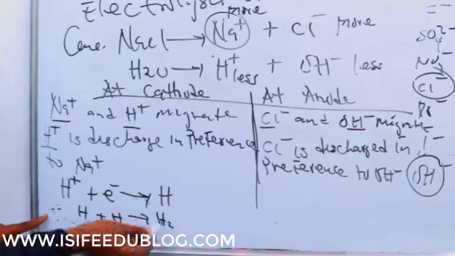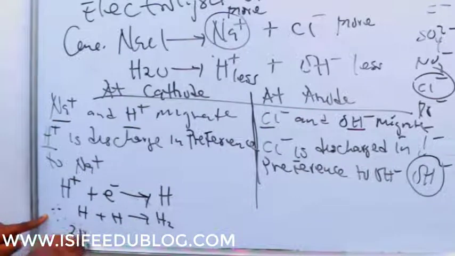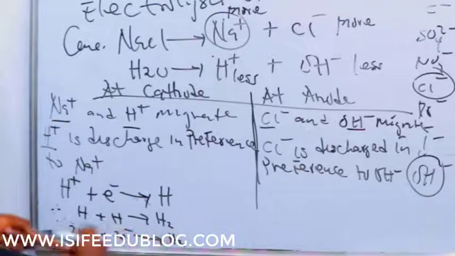So in all, for us to have this H2, it will be two of this H+. We gain two electrons to form H2. This is my reaction at the cathode.